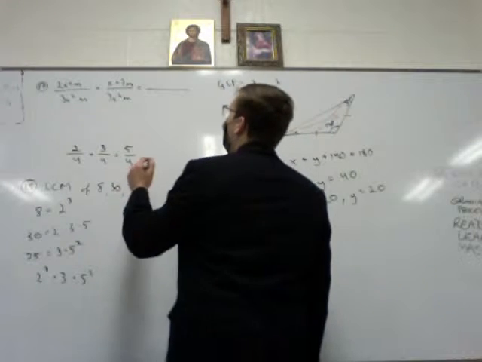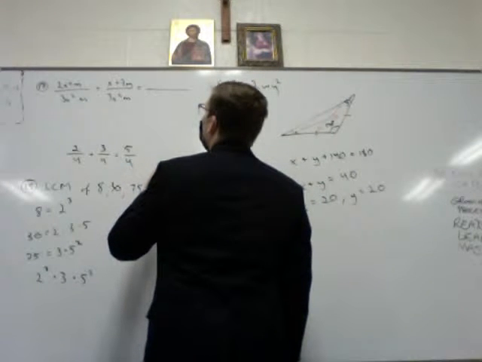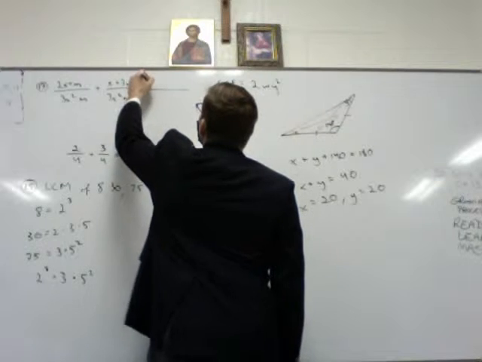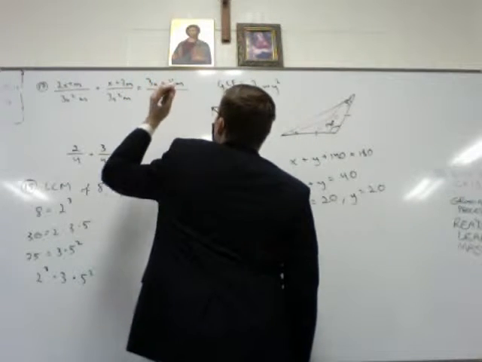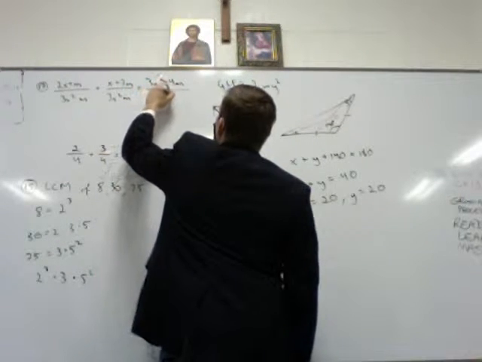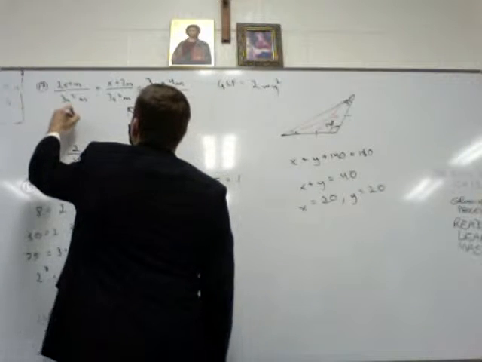3x plus 4m over 3x squared m. Now, how'd you get this thing on the top?